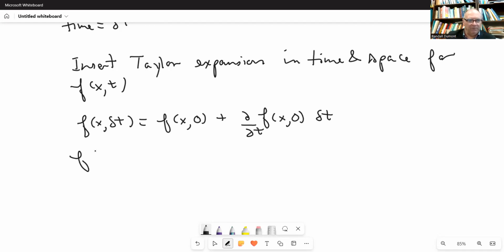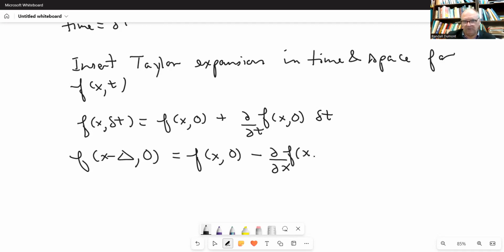But we also have f of x minus delta at time 0. And that's going to be equal to f of x 0 minus the derivative with respect to x of f evaluated at delta equals 0. Well, it's the derivative of the function f of x minus delta with respect to delta, which is the same as taking the derivatives with respect to x and putting a minus sign. So that's at delta equals 0 times delta. There's your step.